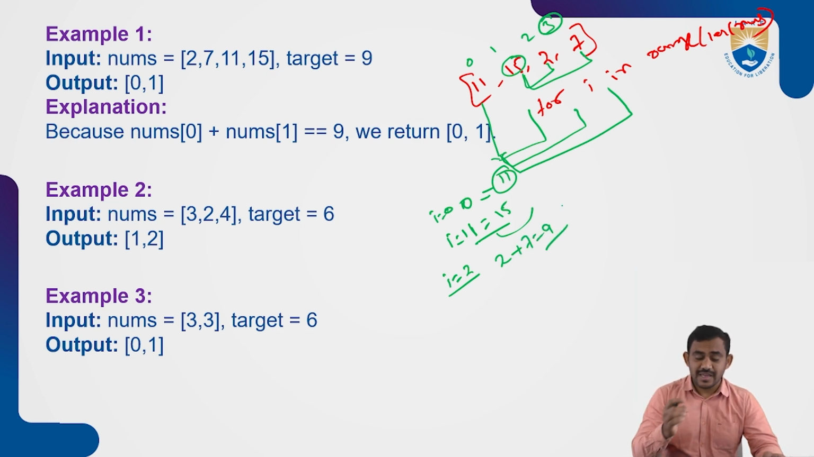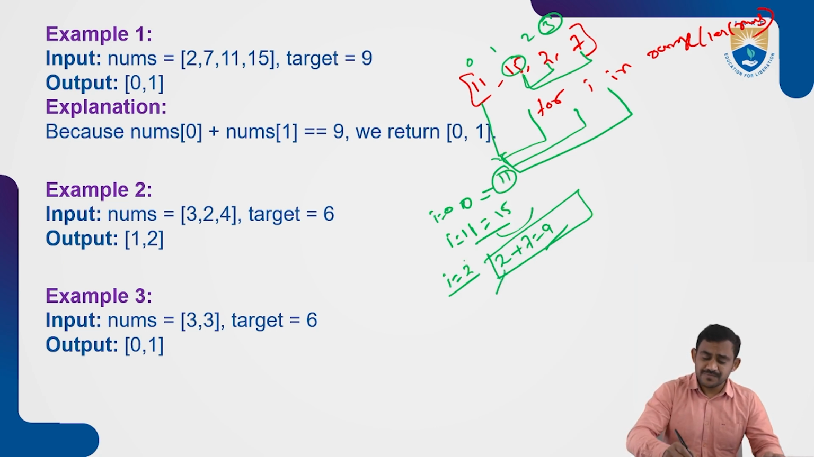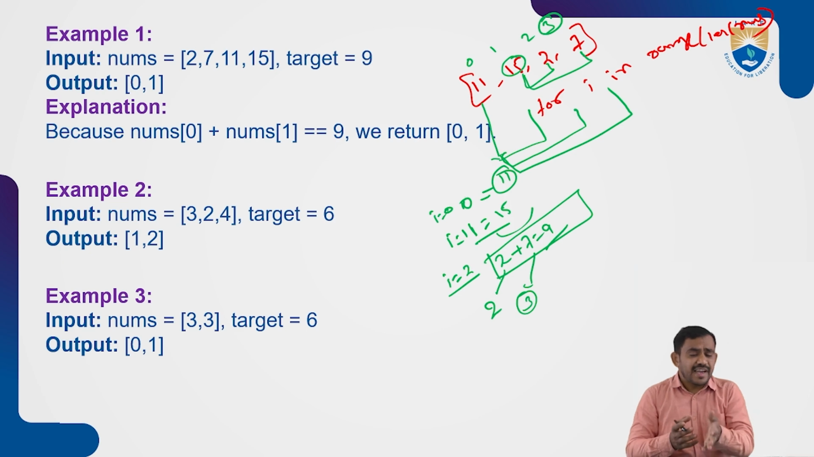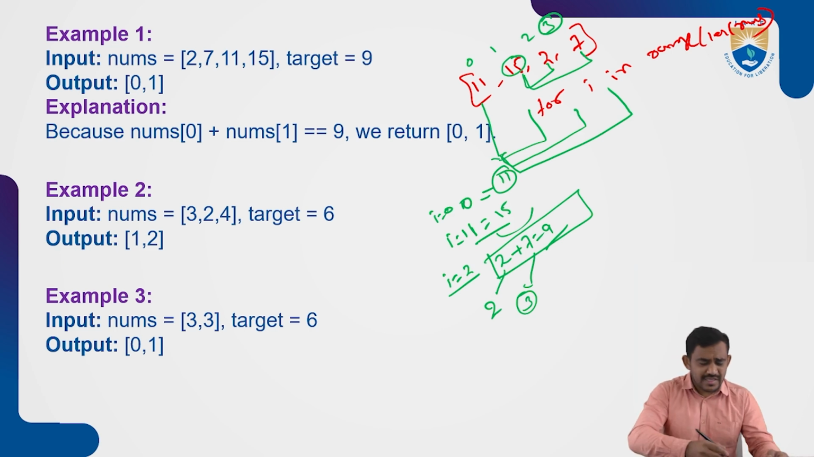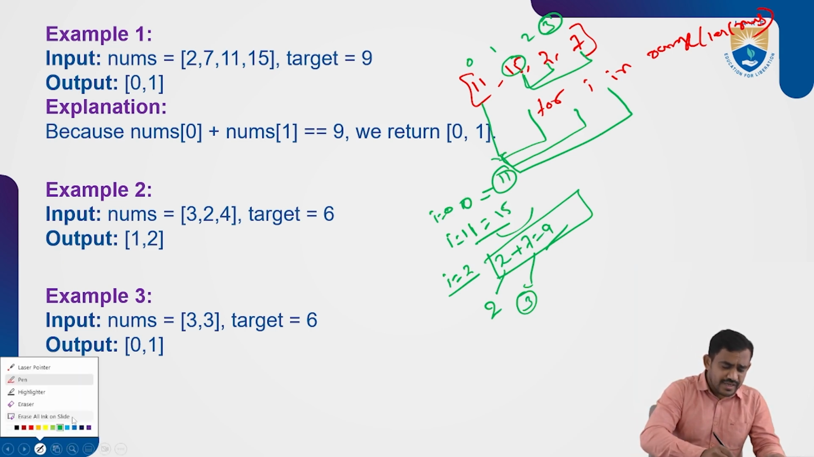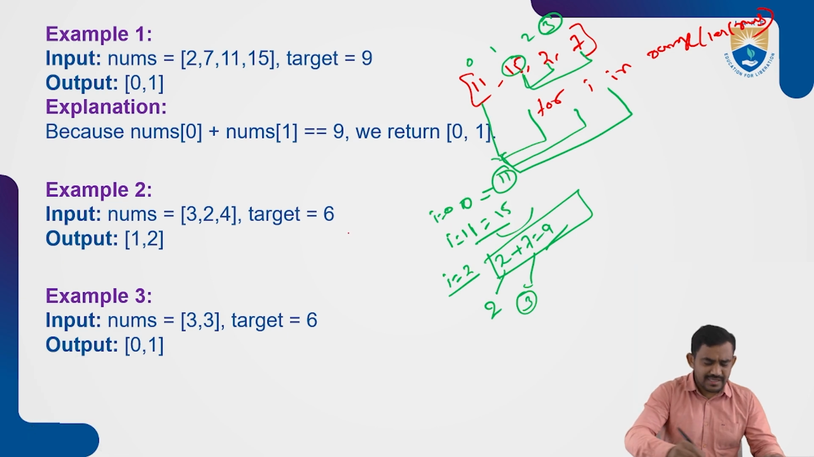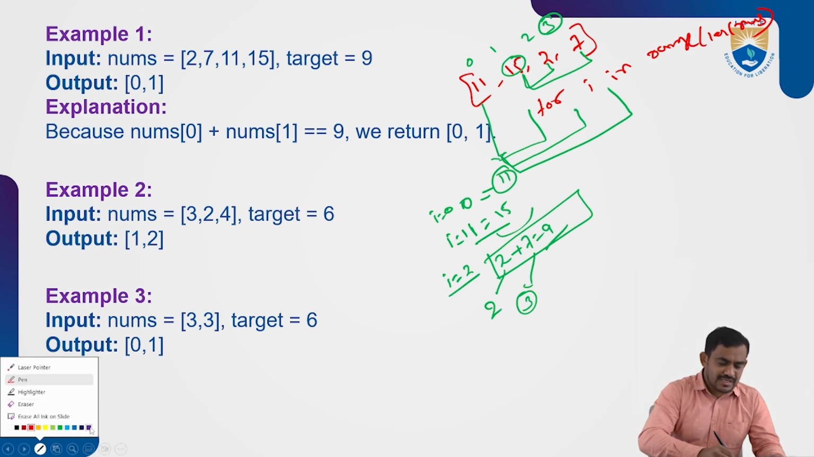So here your aim is to get the indexes. So 2 means the second index value, and 7 means the third index value. So we need to return the indexes. Now coming to the logic, I know the i values like 0, 1, 2. But what about j? What about the index of 7? I don't know the index of 7. Then consider one more index, that is j. So why j? To check the next index value.